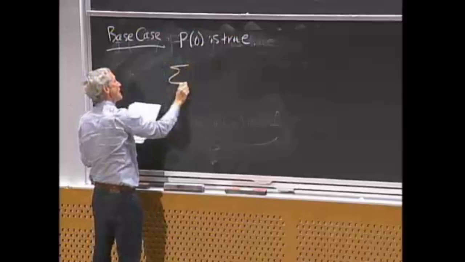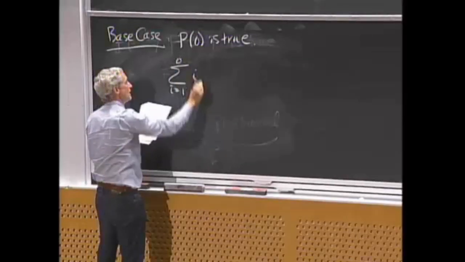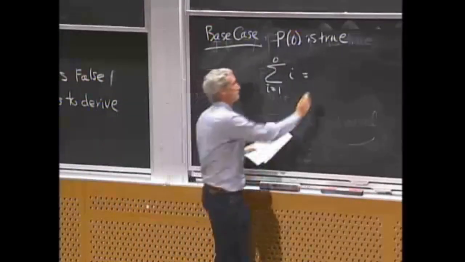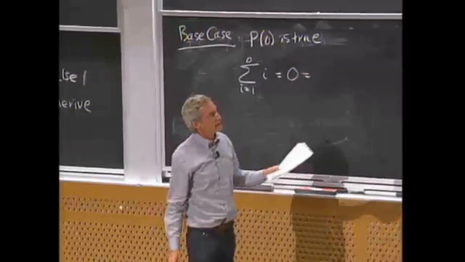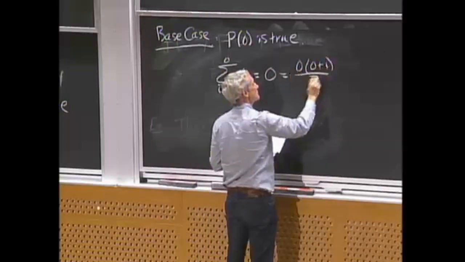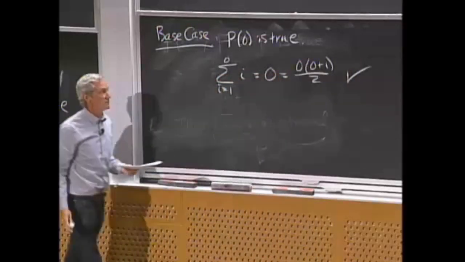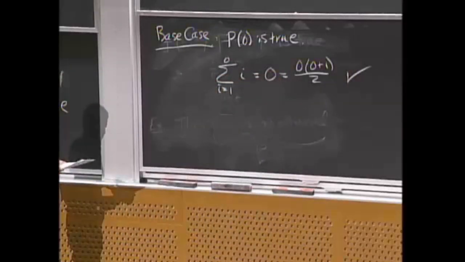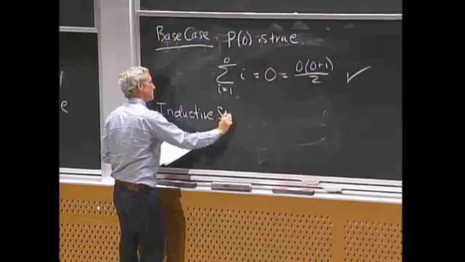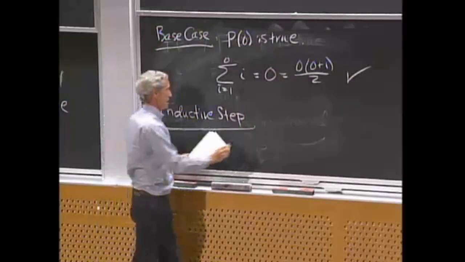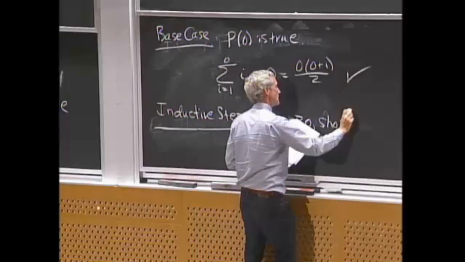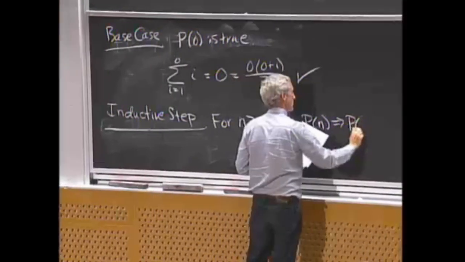Well, what's the sum of i equals 1 to 0 of i? 0. There are no terms in this sum. And if I look over there, n times n plus 1 over 2, if n is 0, it equals 0. So we're done with the base case. We've now proved that P0 is true. And the second part is called the inductive step. And here we have to show, for n greater than or equal to 0, that Pn implies Pn plus 1 is true.